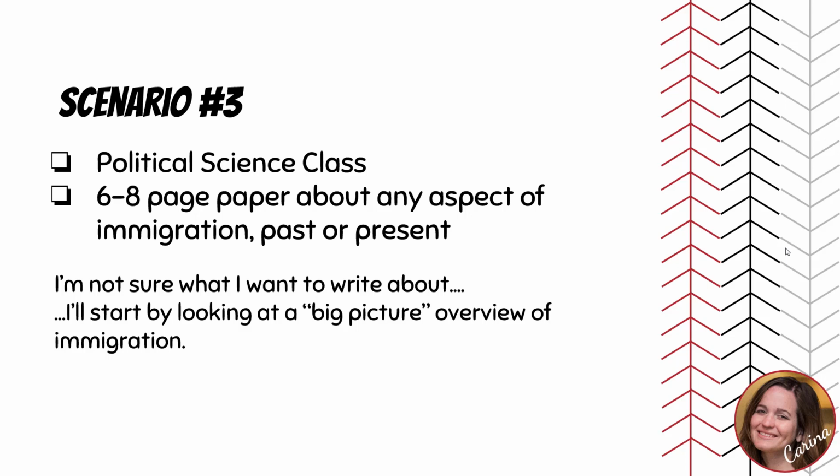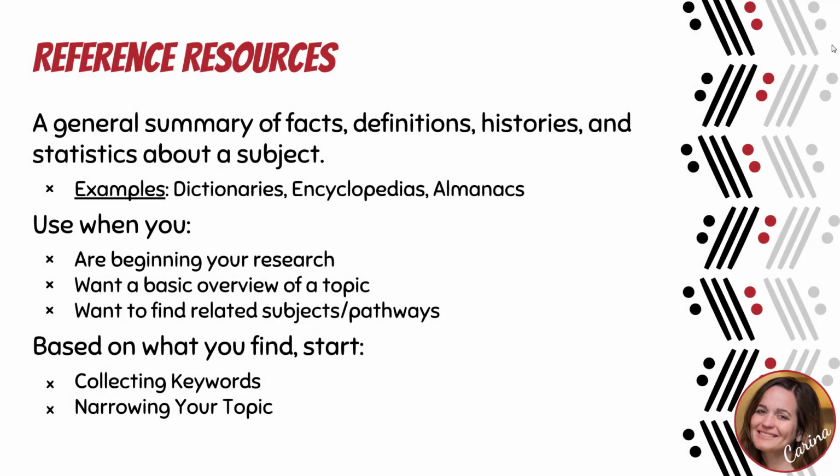At this point, I want to examine immigration from a big picture perspective. To get an overview of a topic, I'll want to start with a reference resource. Reference resources are things like dictionaries or encyclopedias. They provide you with a broad overview of the topic, highlighting useful facts and figures, and ultimately just the history of it. Consulting with reference resources at the beginning of a research assignment is particularly important, as it can point you in new directions that you might not have otherwise thought of.